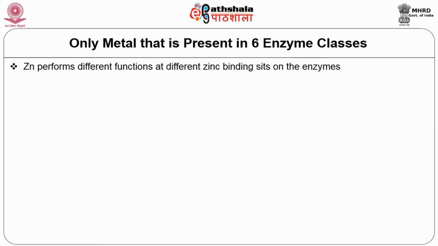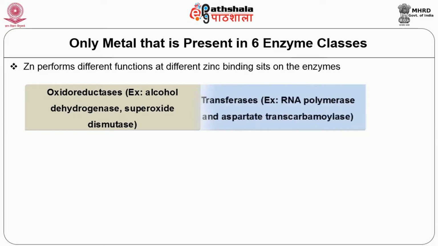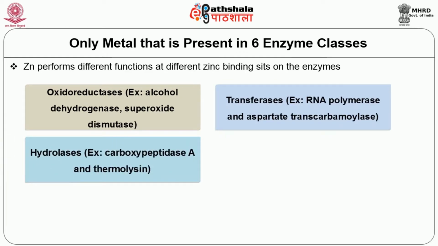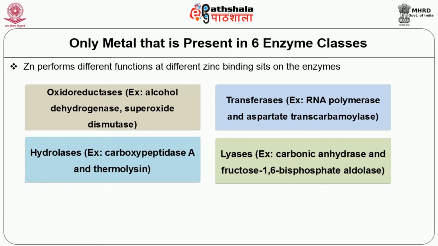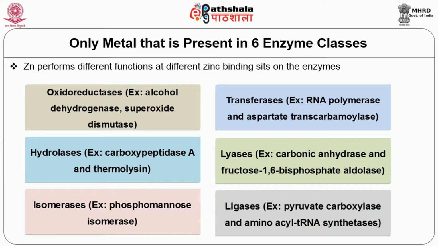These are the examples: oxidoreductases, such as alcohol dehydrogenase and superoxide dismutase. Transferases, such as RNA polymerase and aspartate transcarbamylase. Hydrolases, such as carboxypeptidase and thermolysin. Lyases, such as carbonic anhydrase and fructose 1,6 bisphosphate aldolase. Then isomerases, such as phosphomannose isomerase, and ligases, such as pyruvate carboxylase and aminoacyl tRNA synthetase. So, these are the 6 enzyme classes where zinc is very essential.